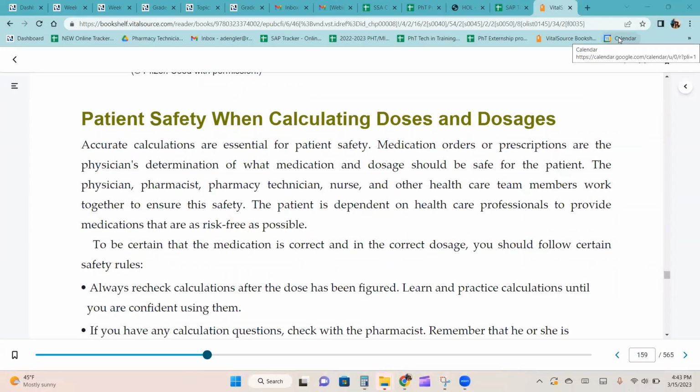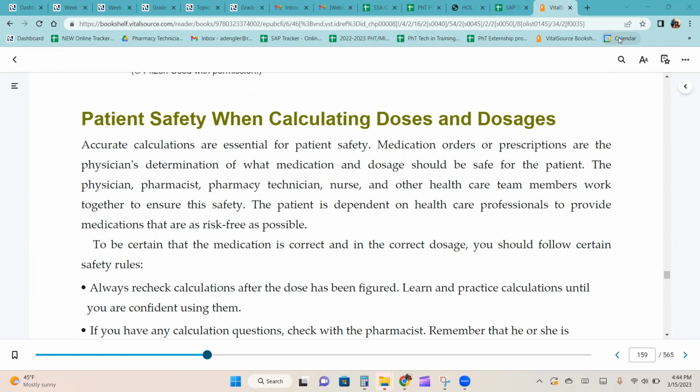Accurate calculations are essential for patient safety. Medication orders or prescriptions are the physician's determination of what medication and dosage should be safe for the patient. The physician, pharmacist, pharmacy technician, nurse, and other healthcare team members work together to ensure that this safety is met. The patient is dependent on healthcare professionals to provide medications that are as risk-free as possible. To be certain that the medication is correct and in the correct dosage form, you should follow certain safety rules.